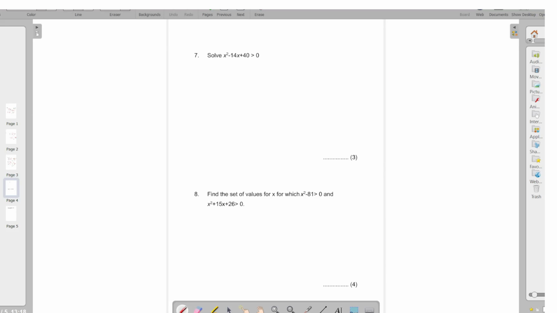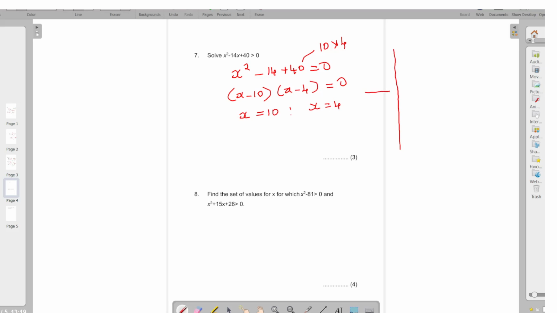Let's look at question 7. Question 7, x squared minus 14x plus 40 is 0. So we could do 10 and 4. So that becomes x minus 10, x minus 4 is 0, which means x is 10 or x is 4. Again, same thing, 10 and 4, so that is 4, that is 10. So the graph is going to go like that.